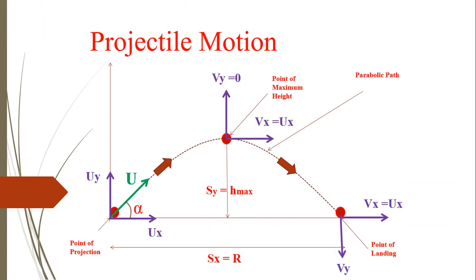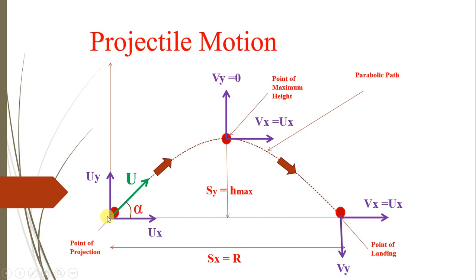In part 1 we discussed the basics related to projectile motion, as well as derived the equation of trajectory to determine the different parameters related to projectile motion. In today's video we solve some numericals on projectile motion. Before that, let's revise the things we learned in the previous video.